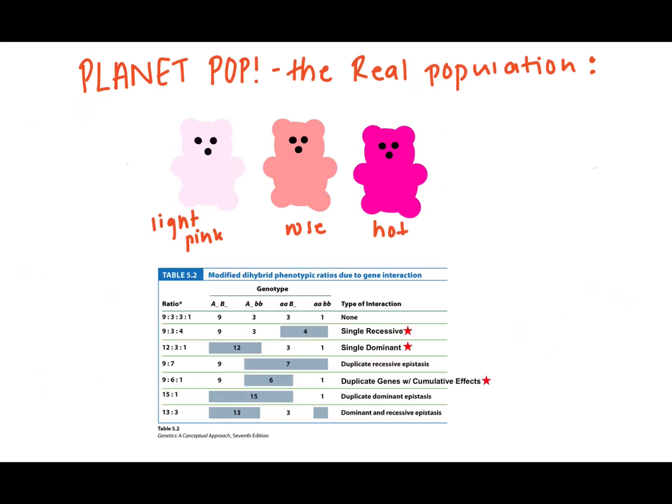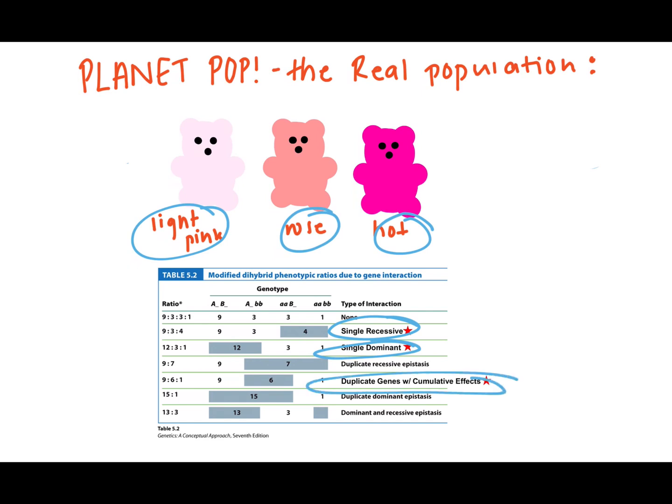However, in real life on the planet Pop, we actually experience only 3 phenotypes. Bubble people are either light pink, rose pink, or hot pink. Therefore, there must be some sort of epistatic interaction occurring. Let's look at the chart below to see which one it could possibly be. Since we have only 3 known phenotypes, it must be single recessive, single dominant, or duplicate genes with cumulative effects, based on the phenotypic ratios.